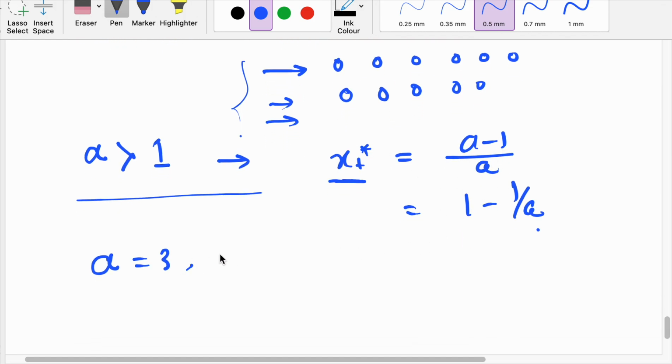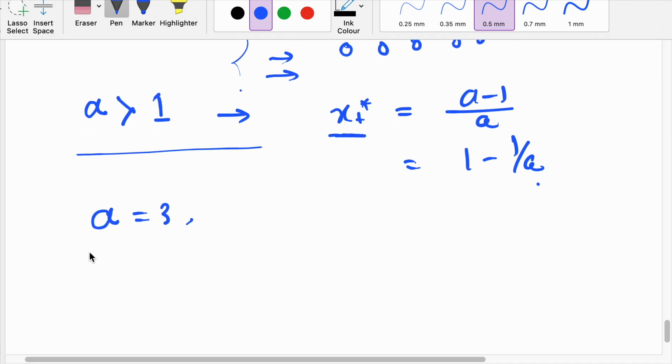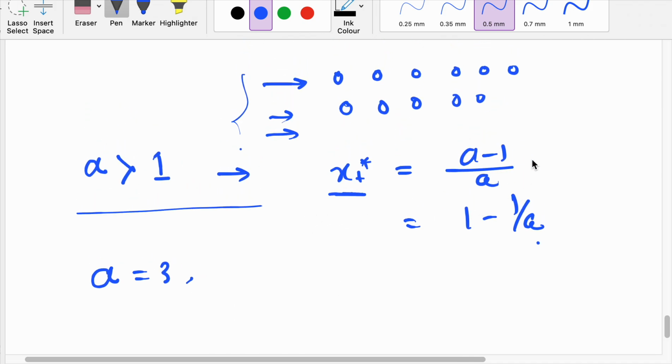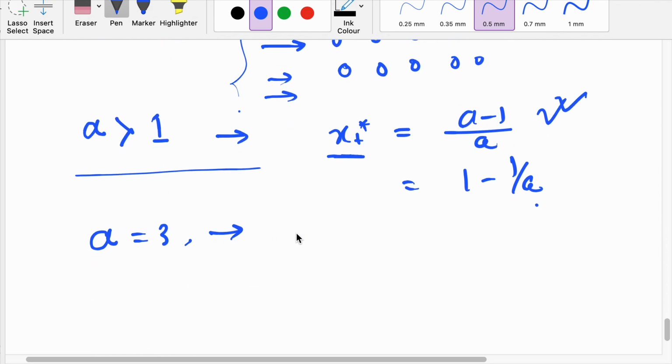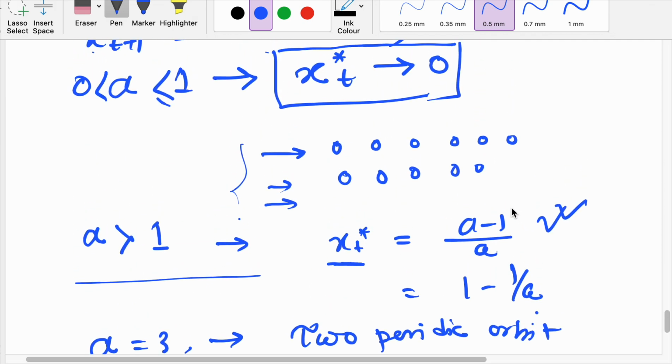This is a term of unstable equilibrium, stable equilibrium. This is a term I borrowed from nonlinear dynamics, so I will use those terms here. So at a equal to 3, you will find that this xt star, this internal point, will become unstable again. And what you will find is a 2 periodic orbit, which is not at all intuitive.